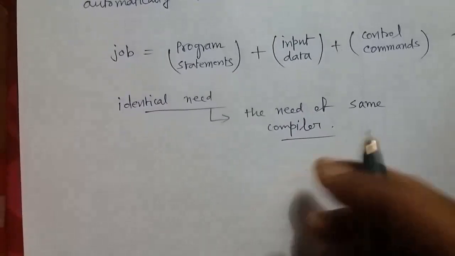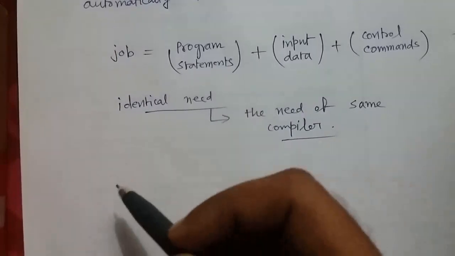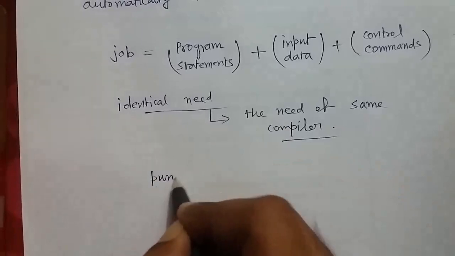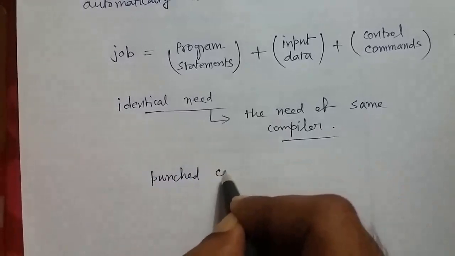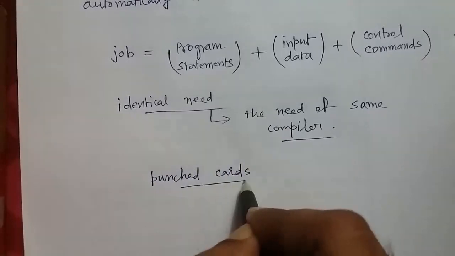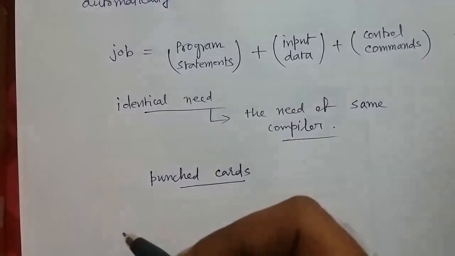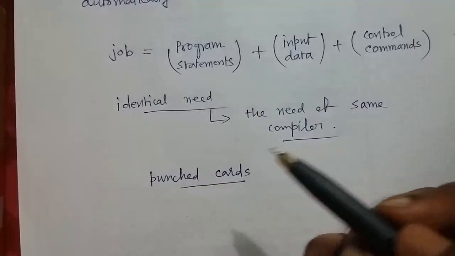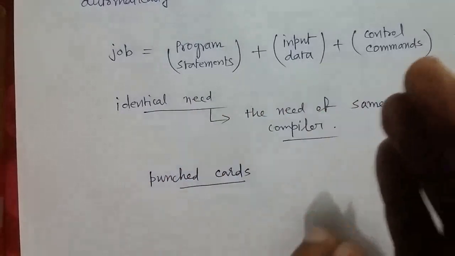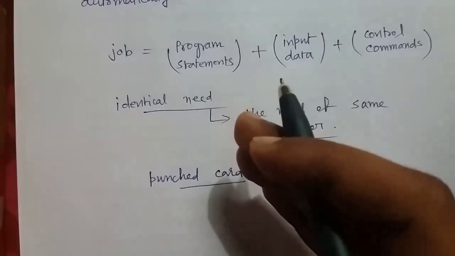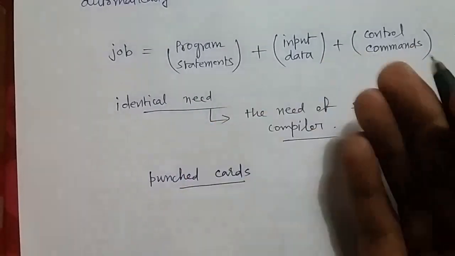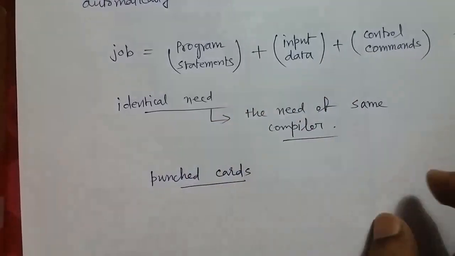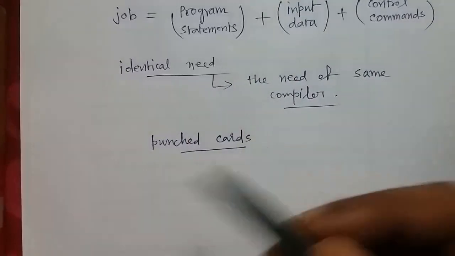So in case of batch processing system, a job is given to the operator in form of punched cards. So a job is not directly given to the computer. A job is given in form of punch cards. So all the data and instructions that are required for a computer to execute a program are given through punch cards. So you may not be familiar with this word also, punch cards. So let's have a look.